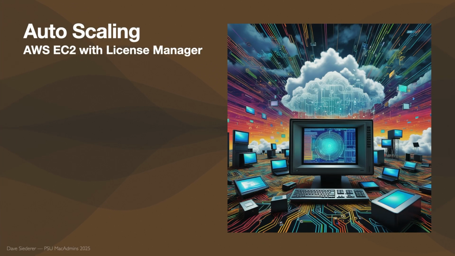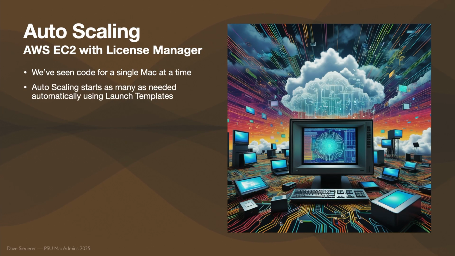And just a little bit on auto scaling too, because it is actually possible to do a lot of this, where we're talking about allocating the host and starting the instance. We've seen this code for a single Mac. Auto scaling is basically taking a lot of this, saving it as a template, and working along with a thing called License Manager, which is free software that lets you orchestrate the hosts. Auto scaling starts as many as needed according to your launch template. It can even auto release them once certain metrics are hit.